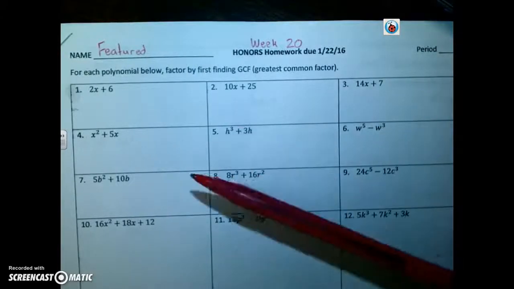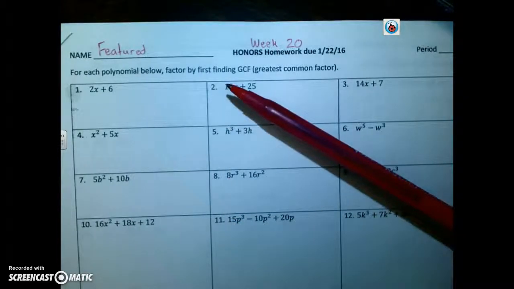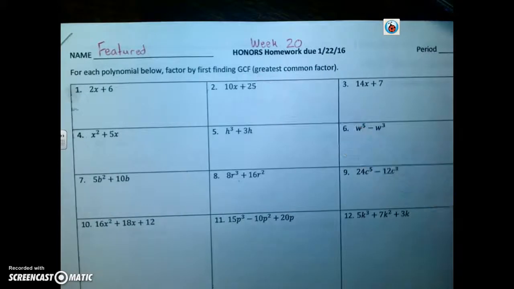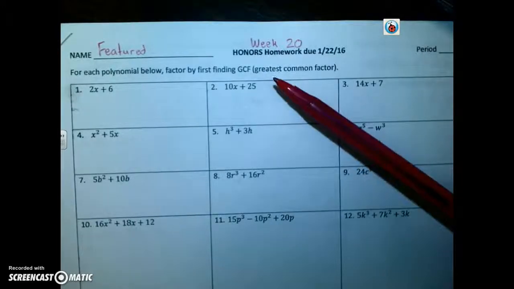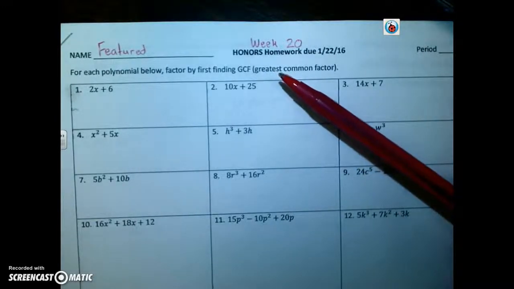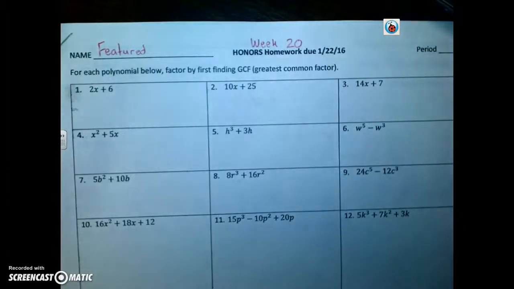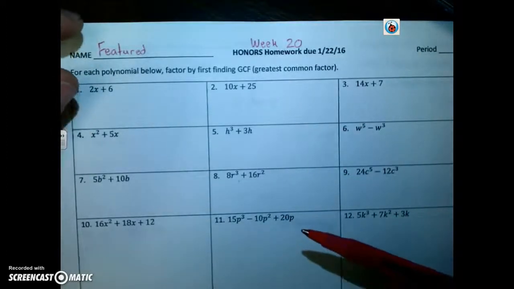It says for each polynomial below, factor by first finding the greatest common factor. So we're looking for our GCF here, as we often abbreviate it. What that is, we're going through and looking for the largest or the greatest number that we can divide everything by. And also we'll be looking for perhaps, can we also factor out some of our variables. All right, so let's look at an easier example here first, say one like number 2.